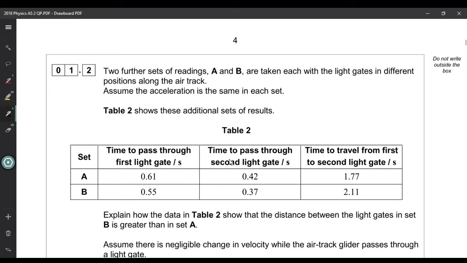So 1.2 says two further sets of readings, A and B, are taken, each with the light gates at different positions along the air track. Assume the acceleration is the same in each set. So we're given set A, and again we're given the time for it to pass through the first light gate, the second light gate, and then the time to travel between the two of them, and we're given the same information for B.